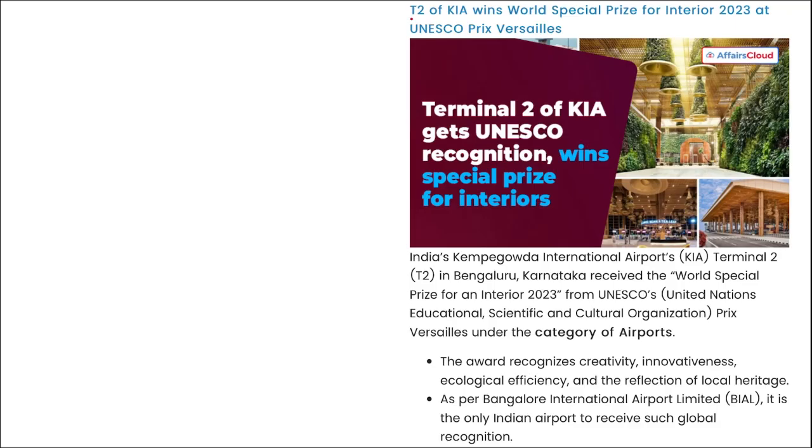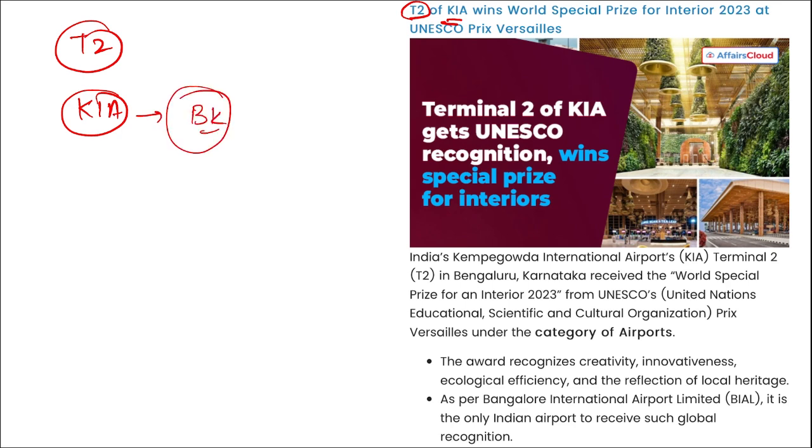Next is T2 of Kia. What is this T2 of Kia? T2 is Terminal 2 of Kempegowda International Airport, that is in Bangalore, Karnataka. Right? So remember, Terminal 2 of Kia, that is Kempegowda International Airport, has won the World Special Prize for Interior 2023 at the UNESCO Prix Versailles.